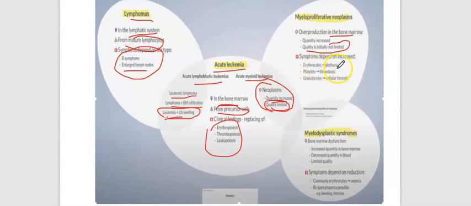So an increase in erythrocytes leads to plethora, an increase in platelets leads to thrombosis, and an increase in granulocytes leads to cellular thrombi formation. Myelodysplastic syndrome is marrow dysfunction: increased quantity in the marrow and decreased quantity in the blood, and the quality is limited because these are dysplastic cells. Symptoms depend on the reduction.